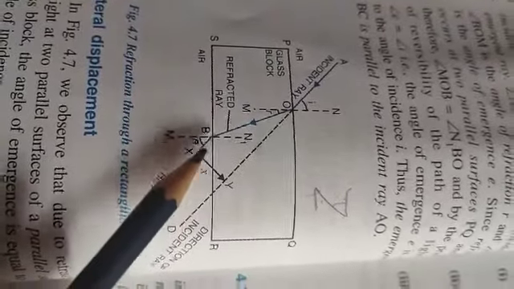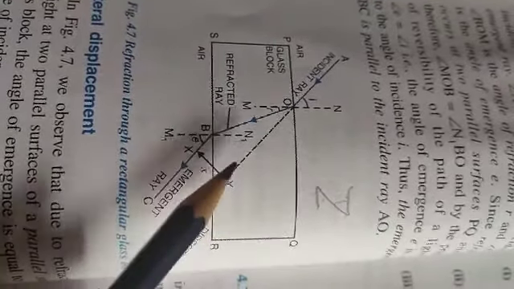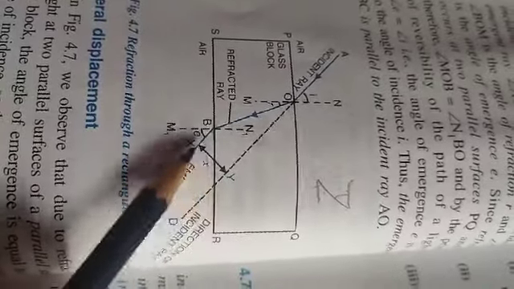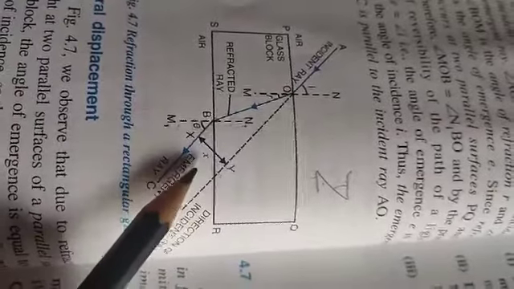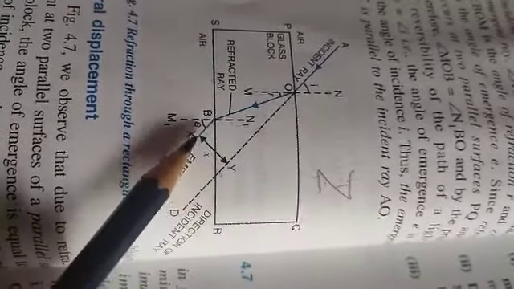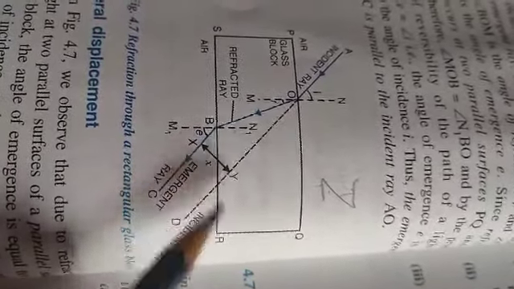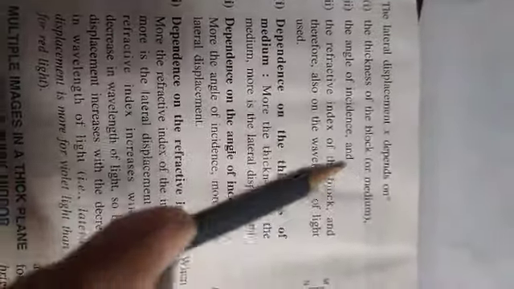Now this is the emergent ray and this is the direction of the incident ray, and the perpendicular distance between them we call the lateral shift, which is given by small x. So this is the lateral shift. Now this lateral shift depends upon what factors? It depends upon three factors.